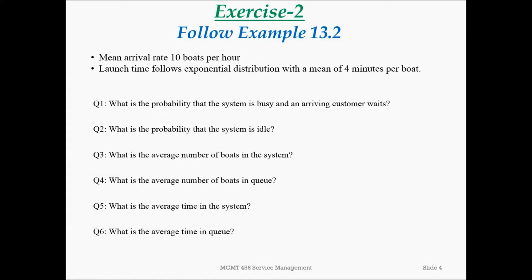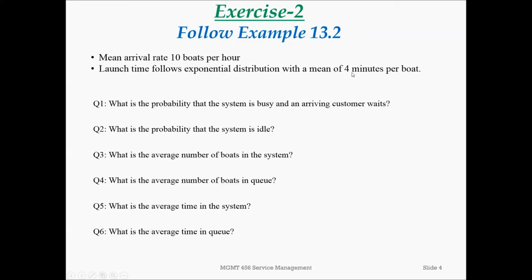As I mentioned, in order to deal with the MM1 model, we have to identify two pieces of information: one is lambda, one is mu. Let's look at the second piece of information. It says launch time follows an exponential distribution with a mean of 4 minutes per boat. Is that mu? Mu should be interpreted as how many customers per hour.